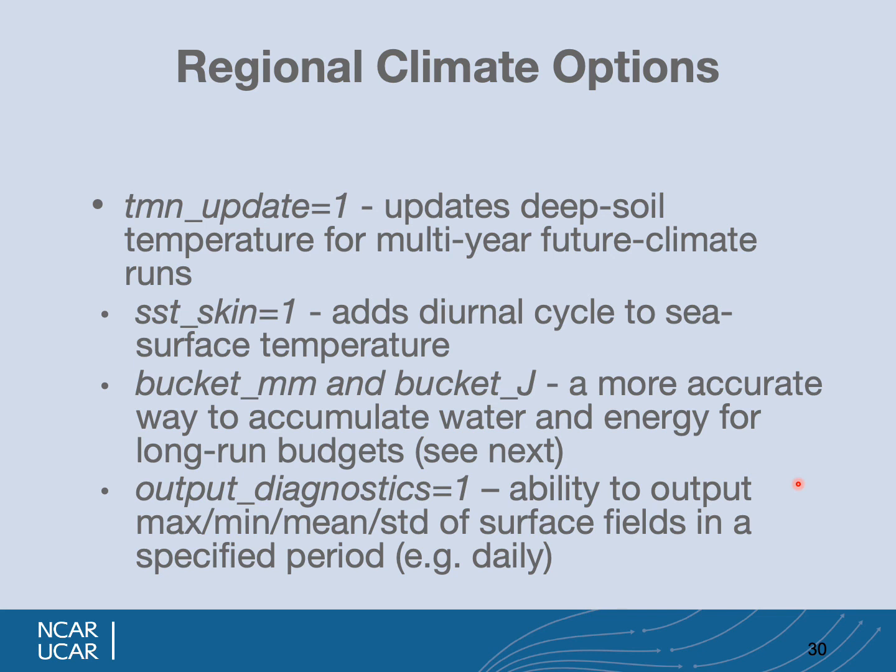Output diagnostics equals 1 is an ability to output the maximum, minimum, mean, and standard deviation of surface fields in a specified period, for example, daily. So it's a way to capture your maximum temperature every day and minimum in one daily file, as opposed to having to search through all your hourly outputs, for example. Useful capability for regional climate.